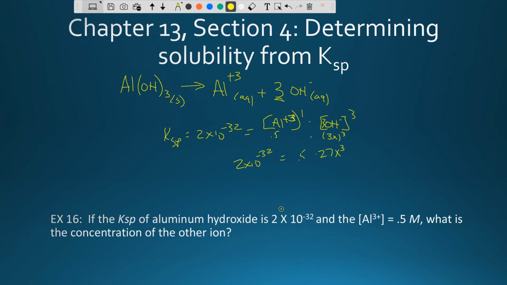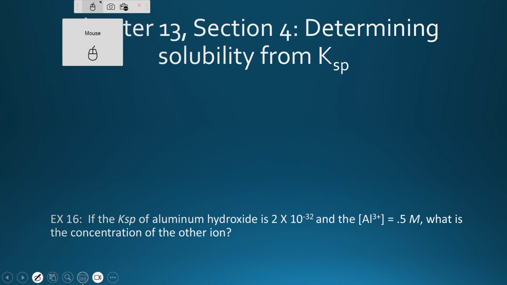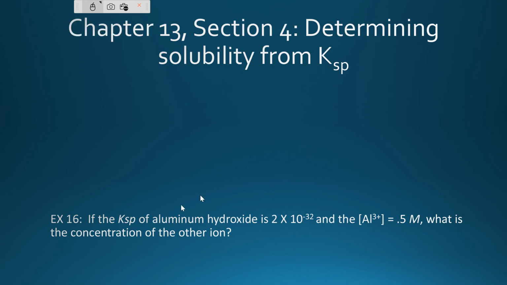If I'm deriving all this out, I multiply and then divide to get them onto one side. x cubed ends up being 1.48 times 10 to the negative 33, and taking the cube root, x ends up being 1.14 times 10 to the negative 11. And that's my concentration then of my unknown, the hydroxide. So that's just another permutation and how to see those.